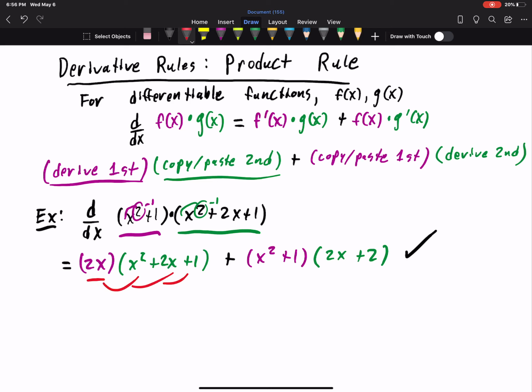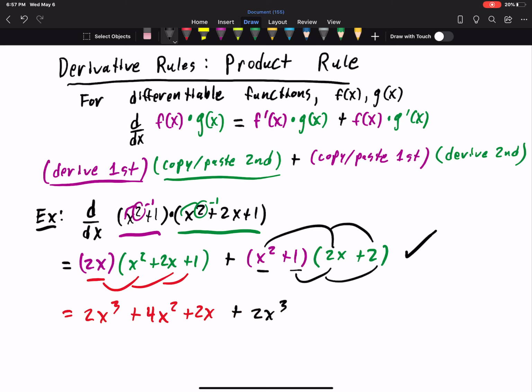And I'll have to do this really fast just to show you the final answer. So you have 2x cubed plus 4x squared plus 2x. And then we're going to FOIL the second one over here as well. So we're going to FOIL this, first, outer, inner, last. So this gives us plus 2x cubed plus 2x squared. Okay, so that handles these two.